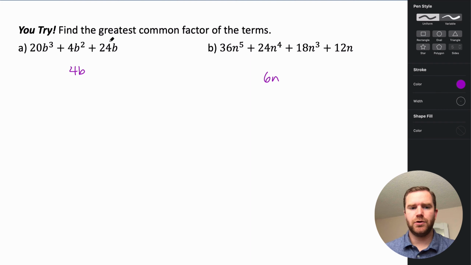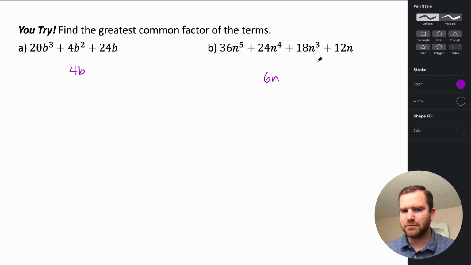All right. So if you look at this, all of these are divisible by 4. 4 is the biggest possible common factor because it's the coefficient here. So all of them are divisible by 4, and all of them have at least b to the first, so 4b is going to be my common factor.